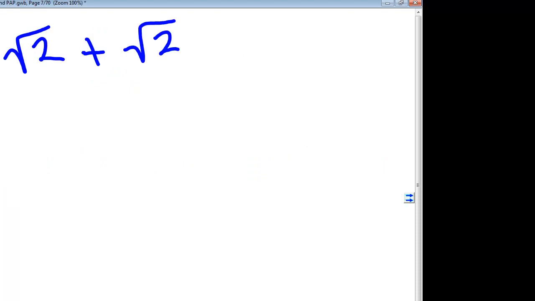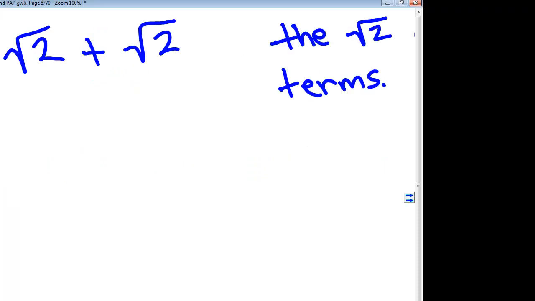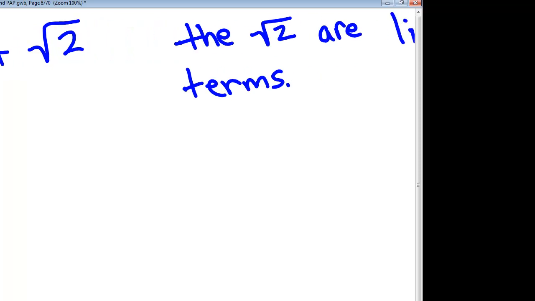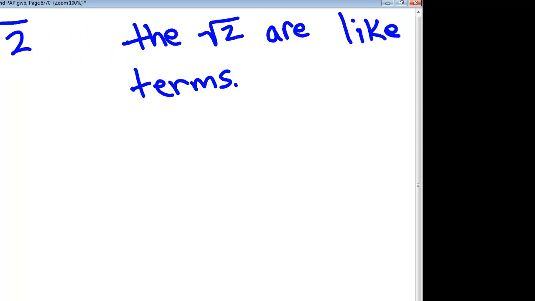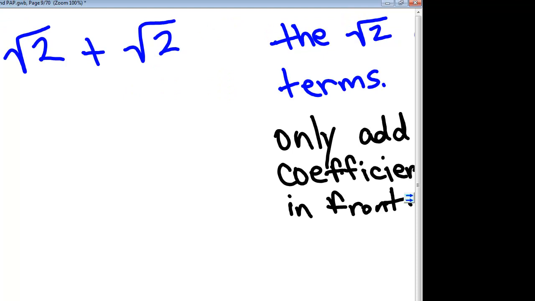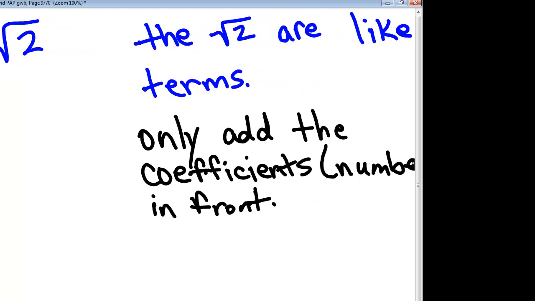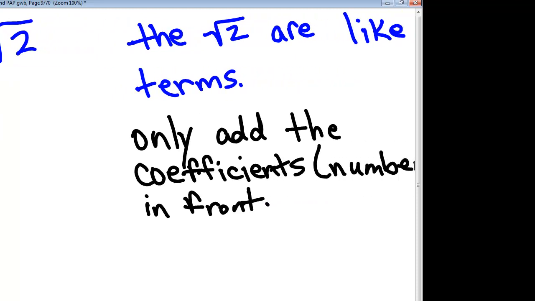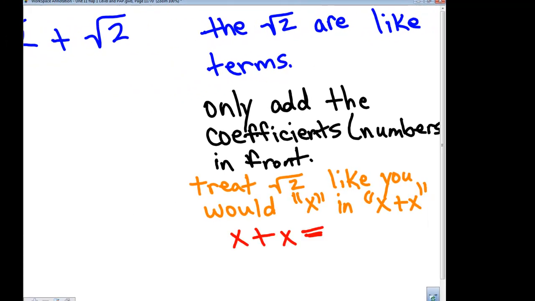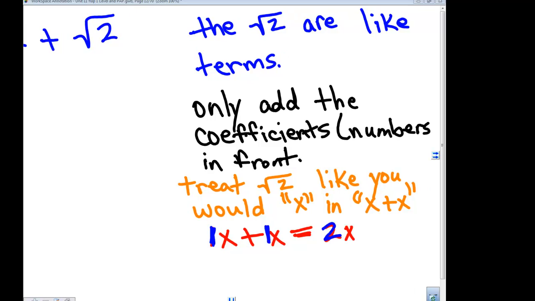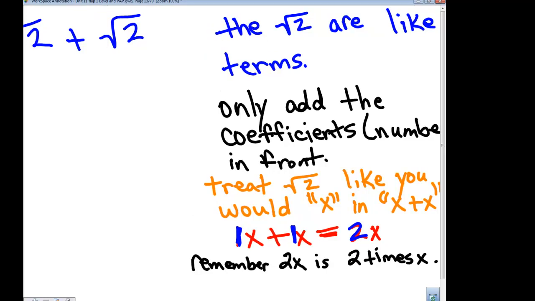Square root of 2 plus square root of 2. The square root of 2 terms are like terms. We only add the coefficients, the numbers in front. Treat square root of 2 like you would x in x plus x. The 1 is understood to be in front, so we combine the two 1's together to get 2x. Remember, 2x is the same thing as 2 times x.